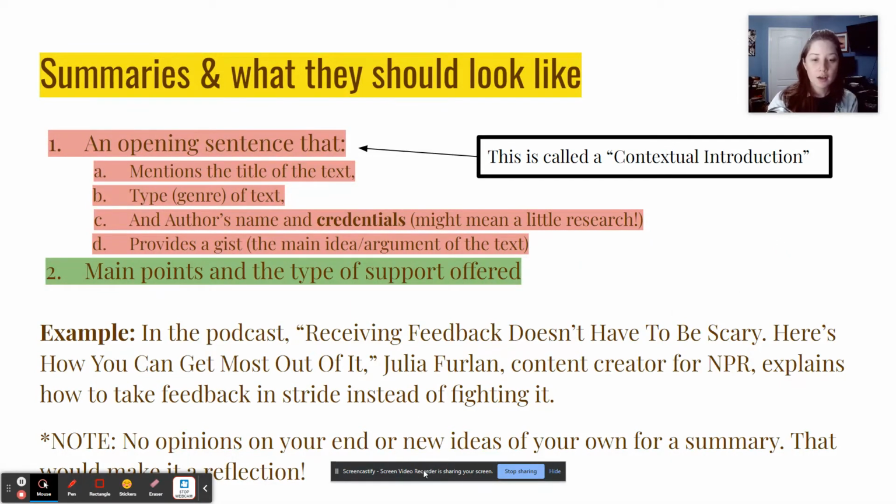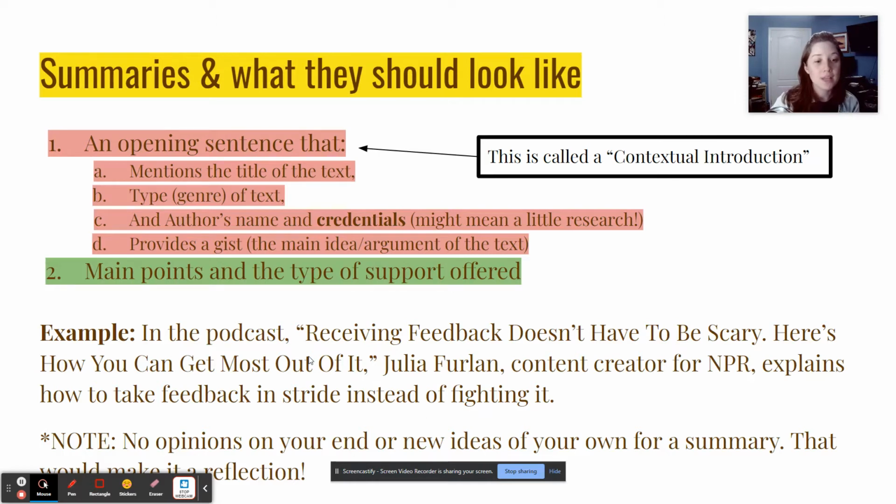All right, a quick review of summaries. So your summary is going to start with what's called a contextual introduction. Basically, you're going to tell me the title of the text, the genre of the text, the author's name, and their credentials, so you'll have to look them up, and provide a gist, main idea, or argument of the text. Then you're going through the entire thing, and you're providing main points throughout the article.